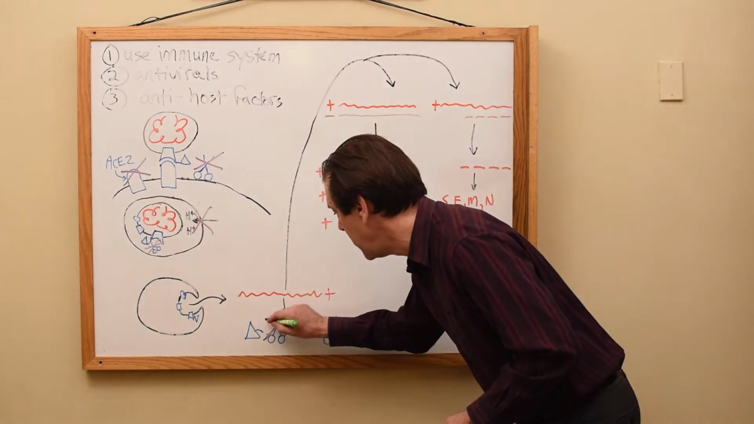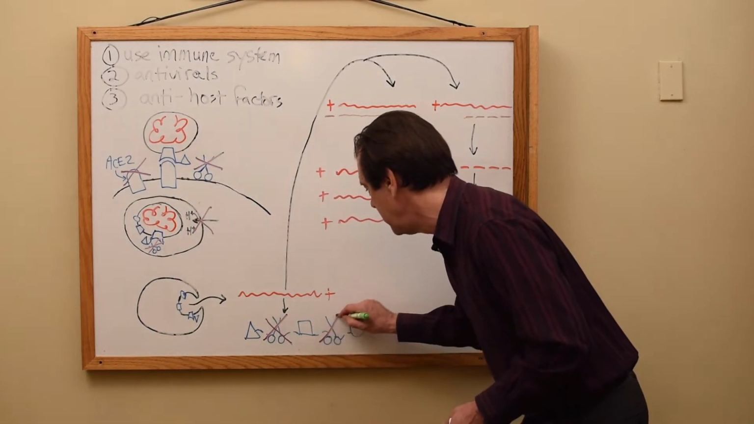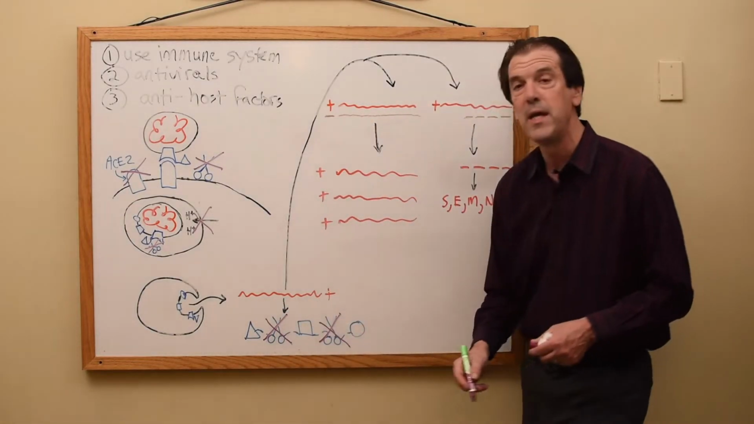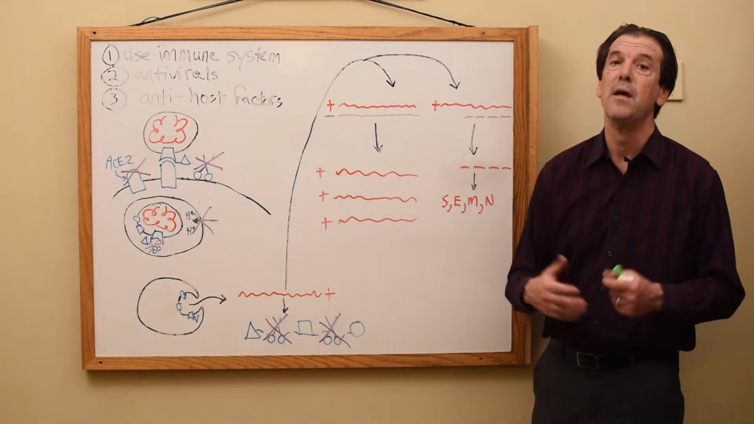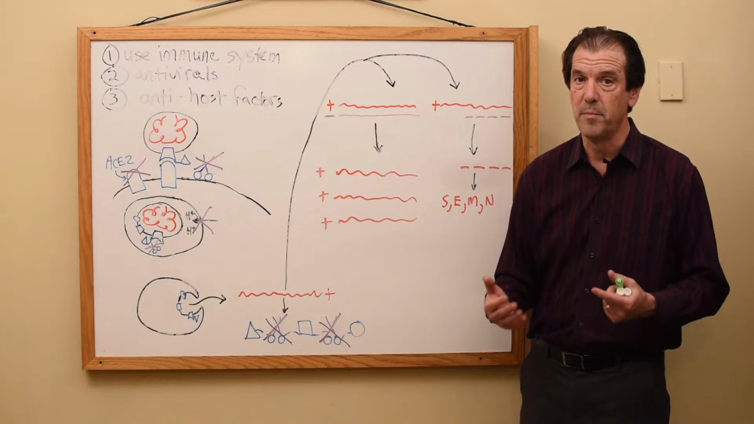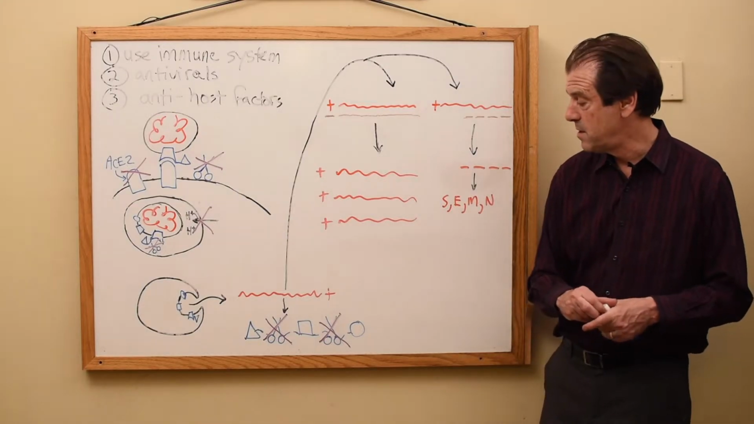So you could imagine making inhibitors that target one or both of these proteases that would block the processing of this polyprotein, and that could be another strategy for blocking replication of the virus.